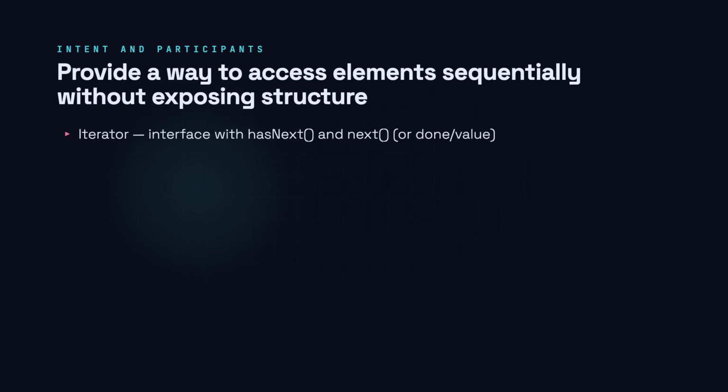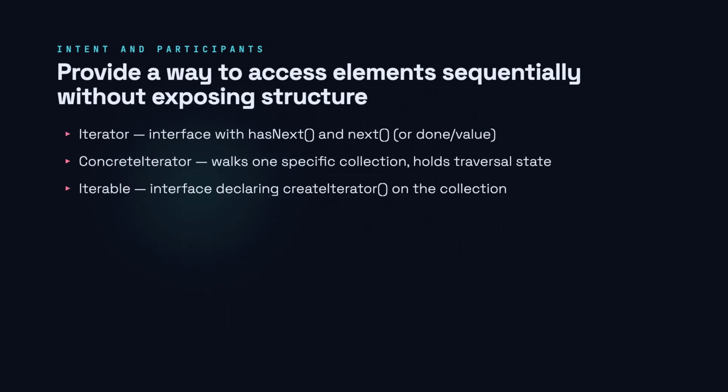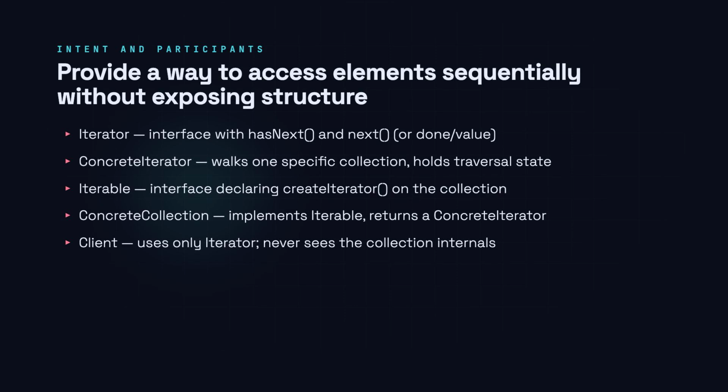The Gang of Four gives this pattern 4 named roles. The iterator interface defines the contract, typically hasNext and next. The concrete iterator implements that contract for a specific data structure and keeps track of the current position. The iterable interface marks a collection as something that can produce an iterator. The concrete collection implements iterable and hands back a fresh concrete iterator on demand. The client talks only to the iterator interface, so it is completely decoupled from the storage details.